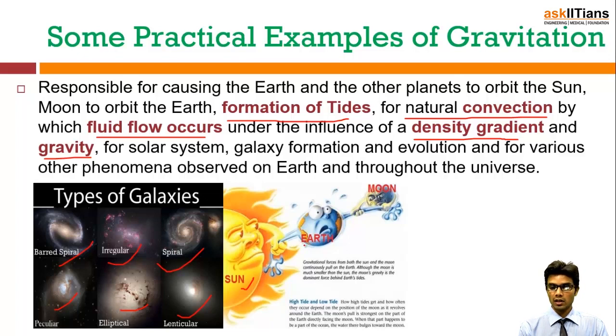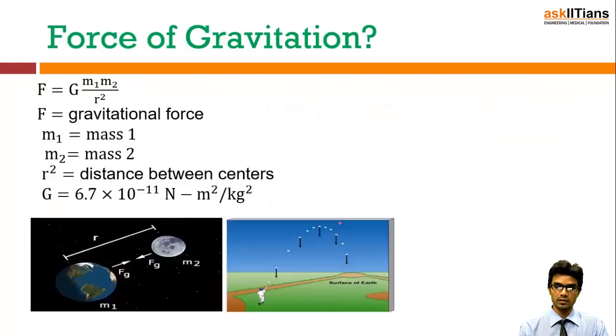When the Sun, Earth and Moon come in a linear position and the Earth lies between the Sun and Moon, then there is a force of attraction between Earth and Sun like this, and Earth and Moon like this. So if there is a sea on this side of the Earth, then the formation of tides occurs. I will explain in the next slide.